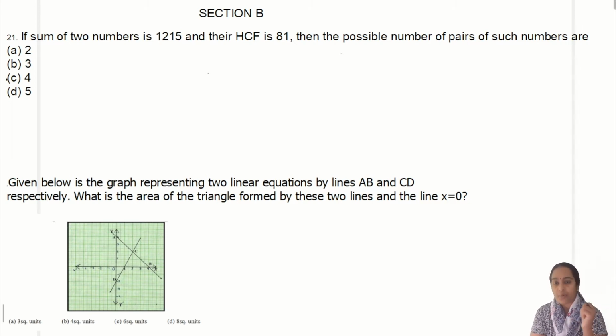Entire section C you can answer 8 out of 10. So this is very good, you can easily score very good marks. So let's go to section B now. You have the 21st question there.